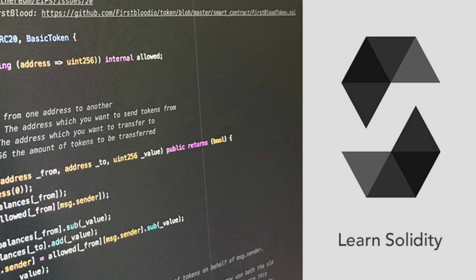Solidity, a blockchain smart contract language. Solidity is a programming language used for creating smart contracts on the Ethereum blockchain. Smart contracts are self-executing contracts with the terms of the agreement directly written into the code. Solidity allows developers to build decentralized applications, or DApps, and automate transactions on the Ethereum platform.